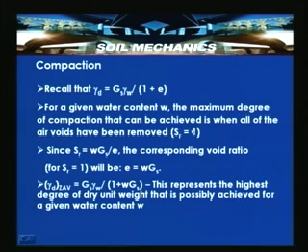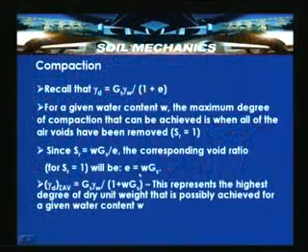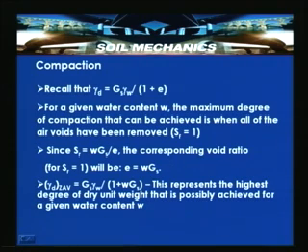That is what we have said, and that will be achieved once the degree of saturation Sr is equal to 1. Since Sr is equal to w Gs by e, we knew that e is equal to w Gs by Sr for a partially saturated soil. The corresponding void ratio for Sr equal to 1 can be obtained as e is equal to w Gs. Substituting for e is equal to w Gs, we can obtain gamma d is equal to Gs gamma w by 1 plus w Gs. So, gamma d along the zero air voids line or 100% saturation line can be obtained by Gs gamma w divided by 1 plus w Gs.